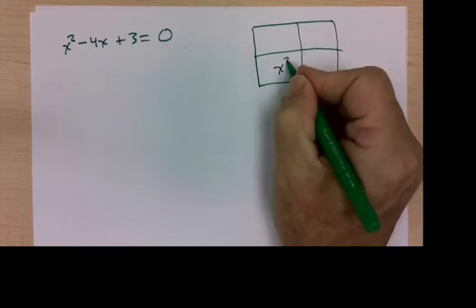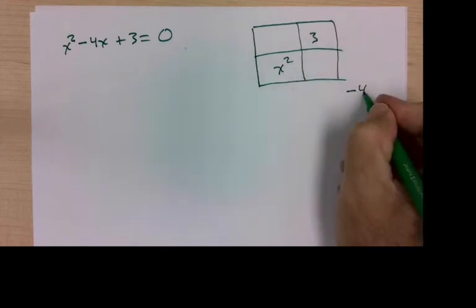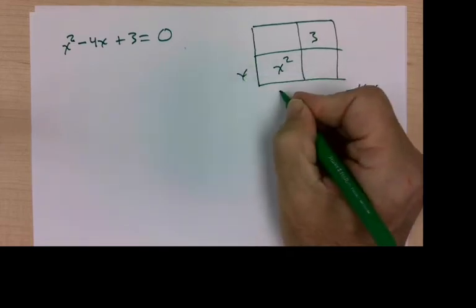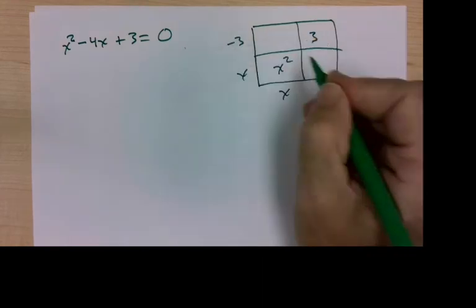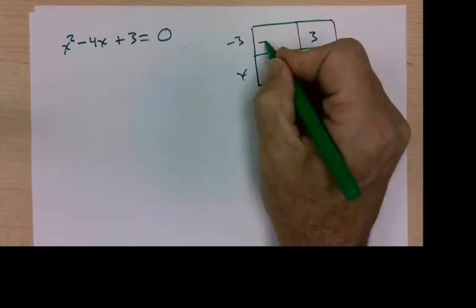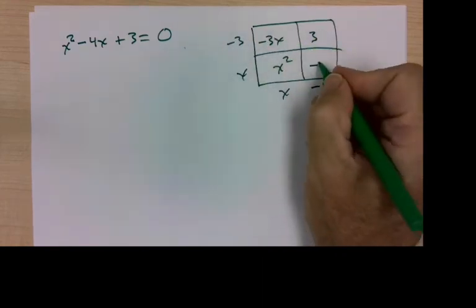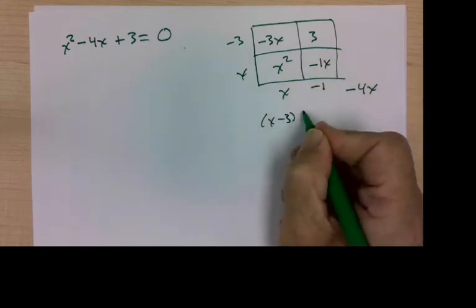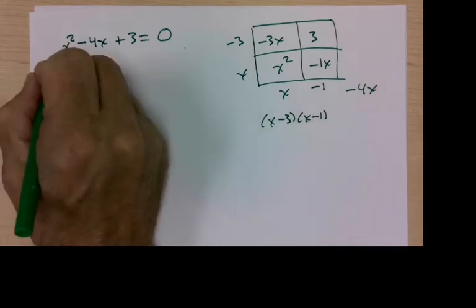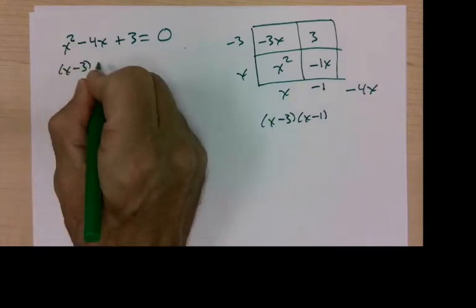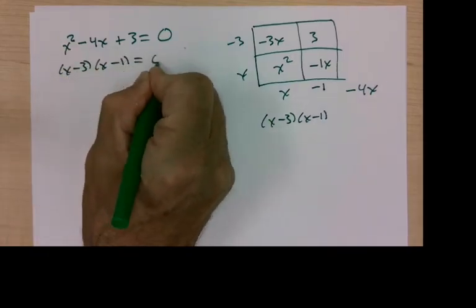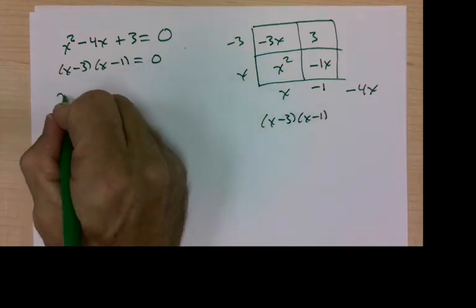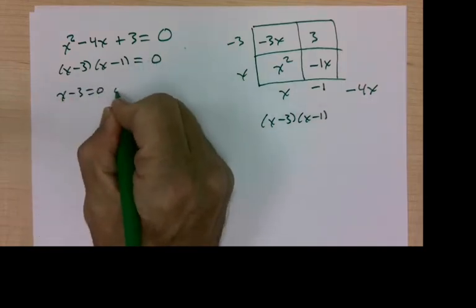Have x squared here, 3 here, minus 4x here: x times x. Negative 3 times negative 1, negative 3 times x is negative 3x, negative 1 times x is negative 1x. So we get x minus 3 times x minus 1. So x minus 3 times x minus 1 is 0, which means x minus 3 is 0 or x minus 1 is 0.